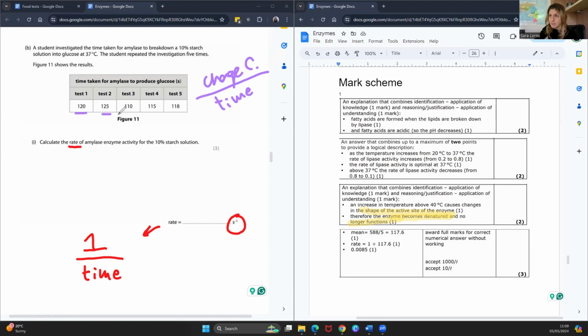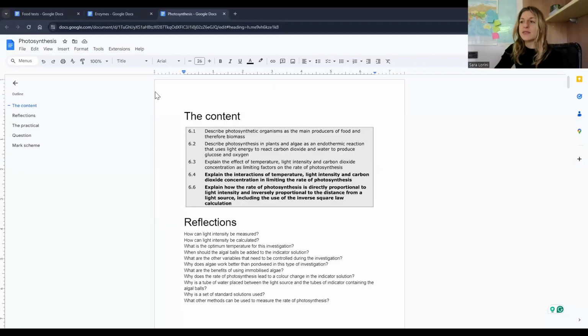So you would find the mean of this, okay, which is 5 tests, so it would be 117.6 as we have it here, finding the mean, and then the rate is 1 divided by that, and this is the value we should get. So with the rate questions, unless it's given from the graph, like changing something over time, check the units. Very important, check the units. Okay. I hope you got that. And now we select another question or practical. Third practical, photosynthesis.